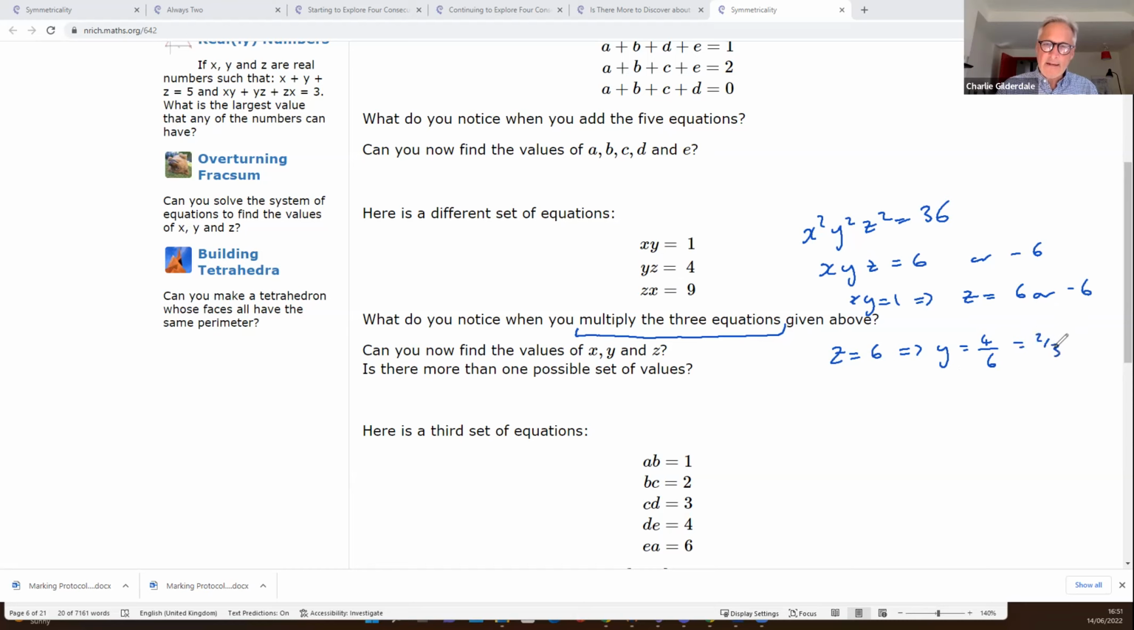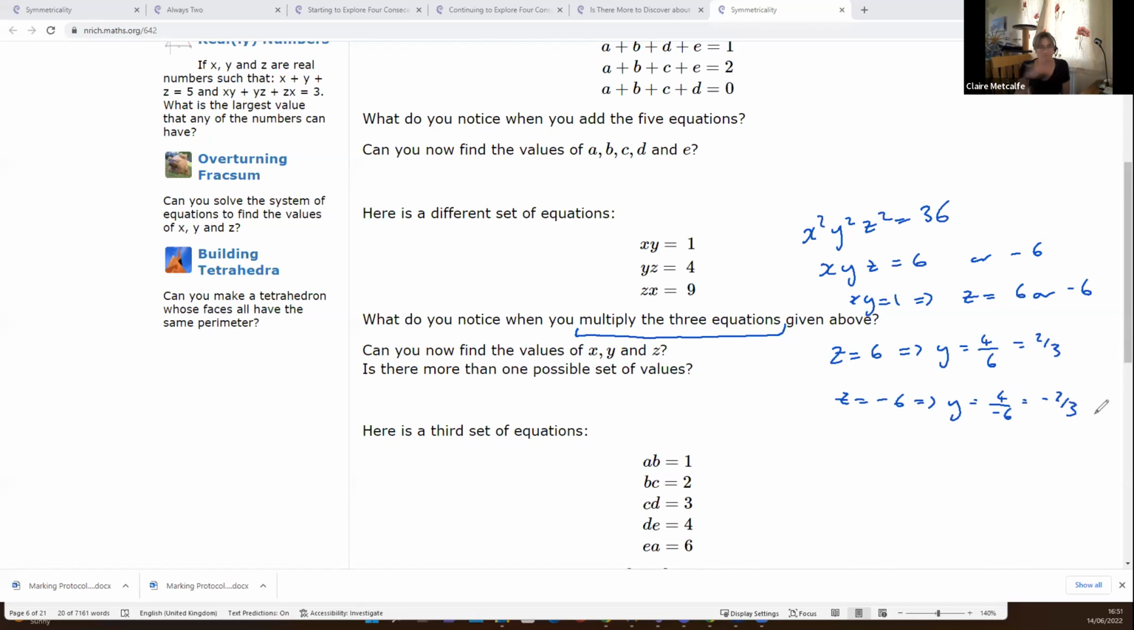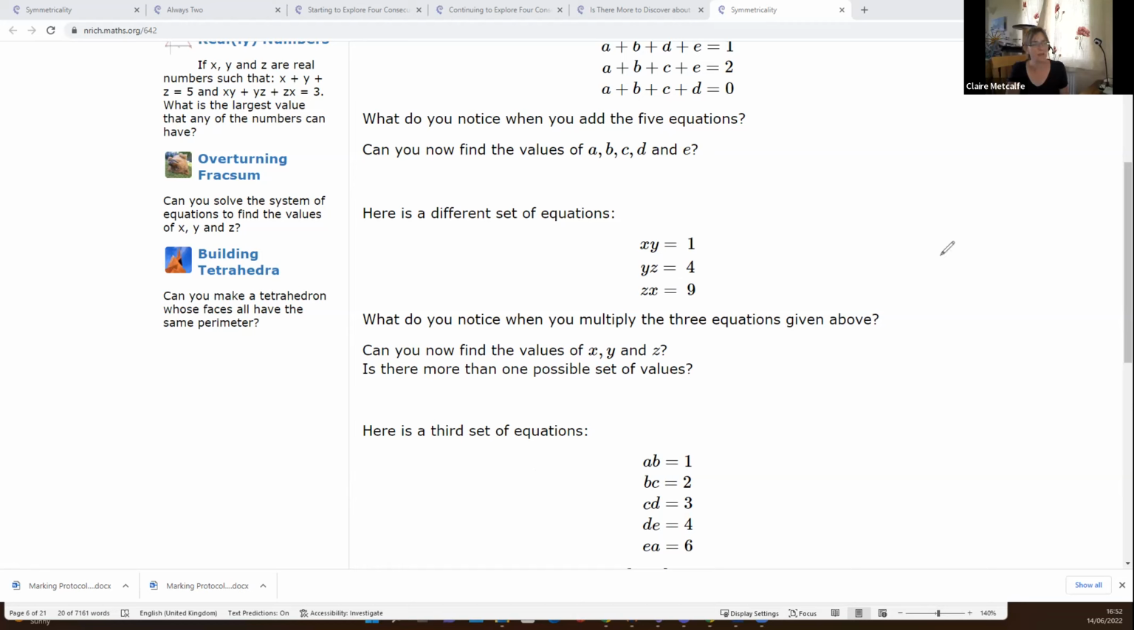And of course, if Z is -6, then Y is going to be -4 divided by 6. Or 4 divided by negative, yeah. So I'm going to end up with 2 sets of values. In one case, they're all positive. In one case, they're all negative. The X is going to be, oh, let's not worry about writing that down. 1.5, yes, or -1.5. And then we have a third set of equations, which is very similar to the second set, apart from there's just a few more variables in there.